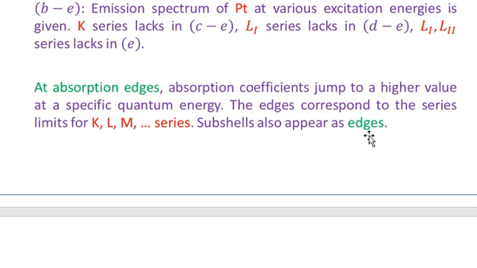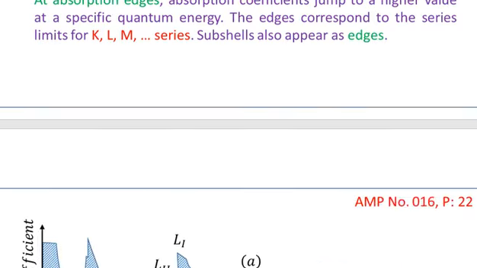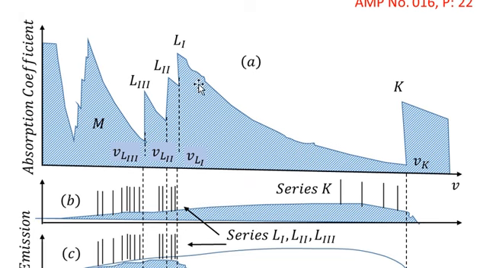And these edges, you know, are the limits of the K series, L series, M series, etc. Subshells also appear as edges. You know that the L shell has been split into 3 sub-levels. So you see that L1, L2, and L3 may be referred to as the edges corresponding to the sub-levels.